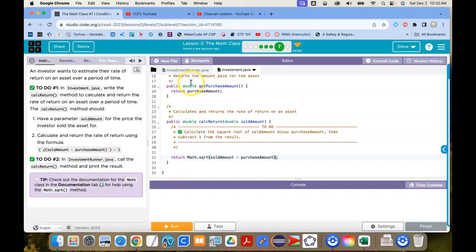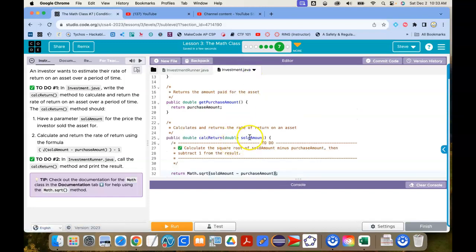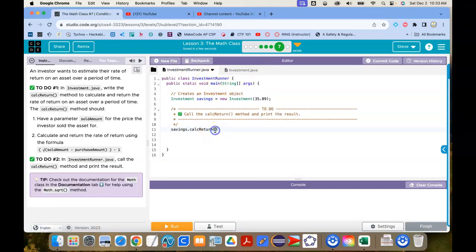And then in the investment runner, I'm going to call the calc return method using savings because that's my object. So I'm going to go savings dot calc return, and I need to remember to pass it a sold amount. Let's see what happens if I just put in $50. Let's put in $20 to start and see what happens. We should get an error with this. So I will go system.out.println. We should get an error when this runs. And let's see if we do.